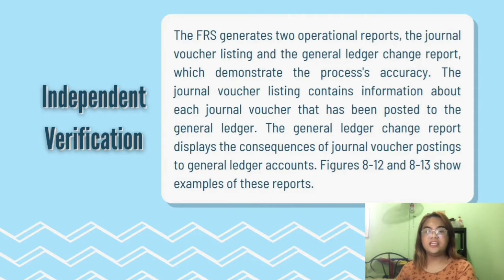The FRS generates two operational reports, namely the Journal Voucher Listing and the General Ledger Change Report, which demonstrate the process's accuracy. The Journal Voucher Listing contains information about each journal voucher that has been posted to the General Ledger, while the General Ledger Change Report displays the consequences of journal voucher postings to General Ledger accounts.